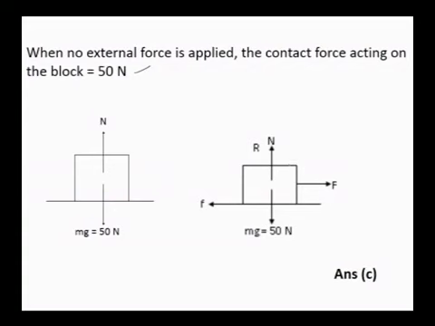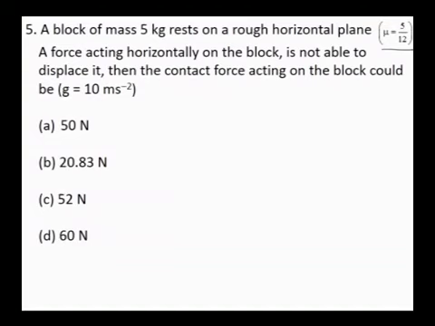So here, if you actually see, this force that we have here is basically 50 Newton. So it should actually not be less than this. When it is not more than this, at that time you get this. Wait a second, there is a problem there. See the question once again. A block of mass 5 kg rests on a rough horizontal surface. A force acting horizontally on the block is not able to displace it. Then the contact force acting on the block could be, they have asked.